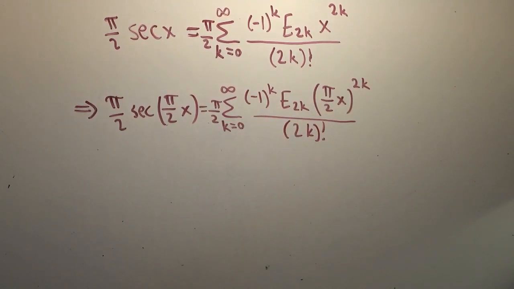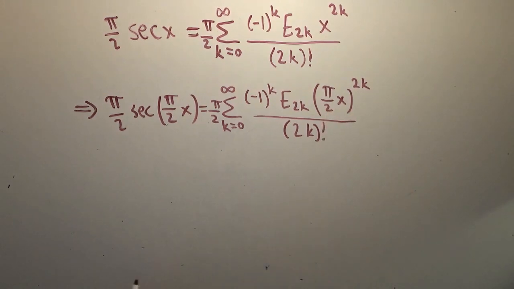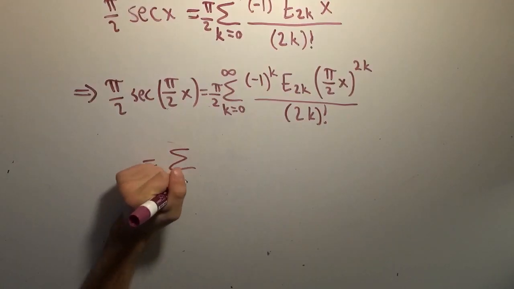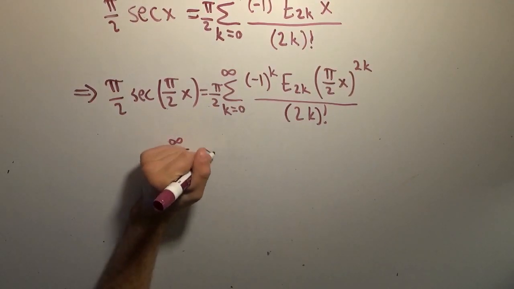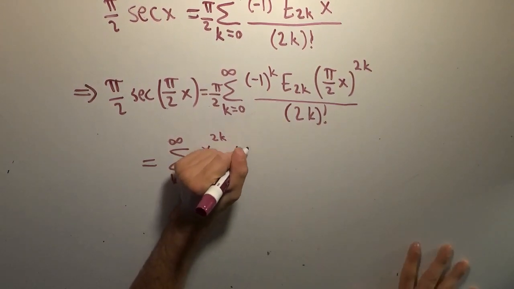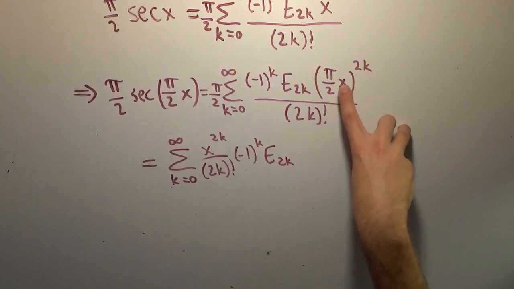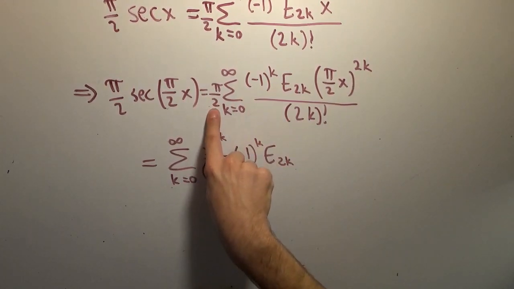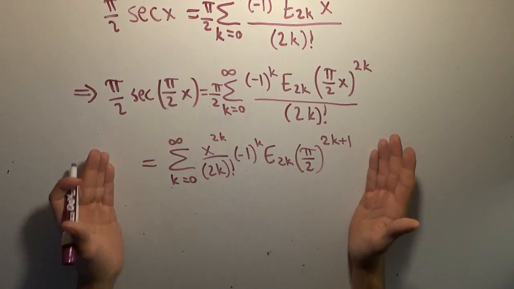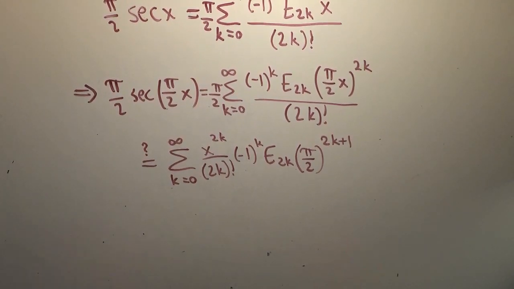Doing a little bit of a rearrangement, we can bring this pi over 2 on the inside, bring the pi over 2 out of that power, and look what happens. We end up with the sum from k equals 0 to infinity of x to the 2k over 2k factorial times -1 to the power of k times the even Euler numbers times pi over 2 to the power of 2k plus 1, which is exactly the sum that we had before, right? This is the sum that we had before, except this equality had a question mark over it because we didn't know that it was absolutely sure.